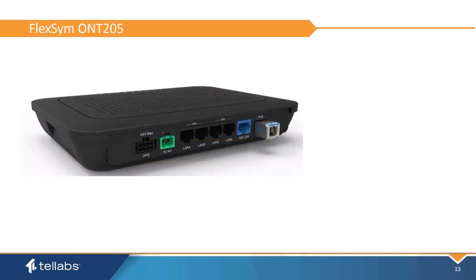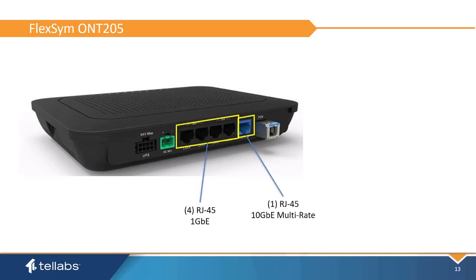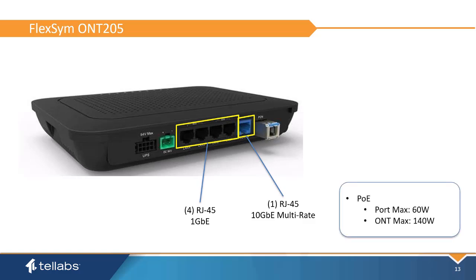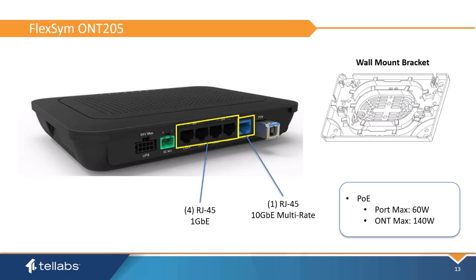The ONT 205 provides 5 Ethernet service ports, 4 1 gig and 1 10 gig multi-rate port. The maximum PoE power is 140 watts. Up to 30 watts of PoE is available per port on all ports, and Cisco UPoE 60 watts is supported on 3 high-powered ports. The 60-watt PoE is enabled on ports 1, 2, and 5. This versatile ONT can be mounted on walls, floor, ceiling, in plenum space, hidden inside office furniture, on top of or underneath desktops.